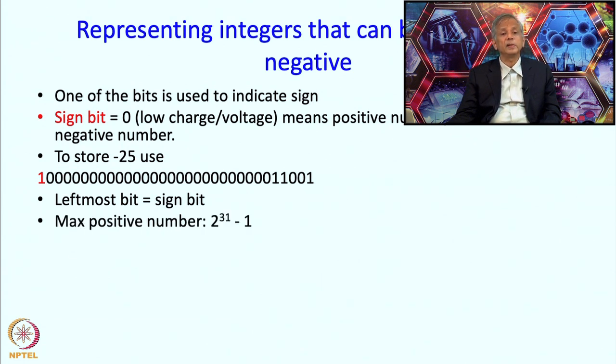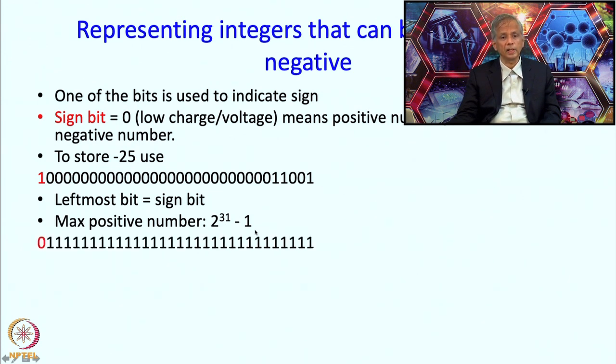Once we do that, the largest number is going to be a 0 followed by all 1s. So this is going to be at most 2 raised to 31 minus 1. So the range has reduced a little bit. This is going to be our largest positive number. I can have negative numbers also. If I put in a 1 over here, then that becomes a negative number, and that number starts with minus 2 to the 31, minus 1.